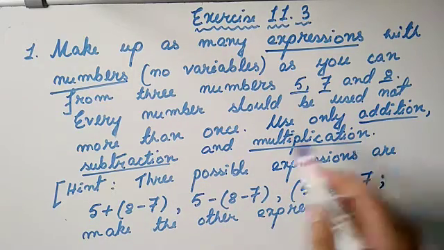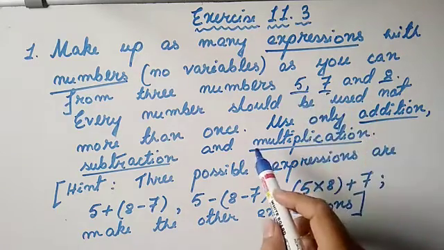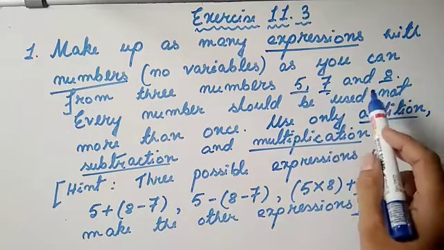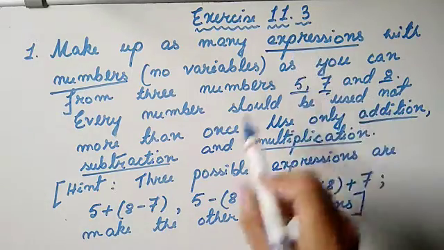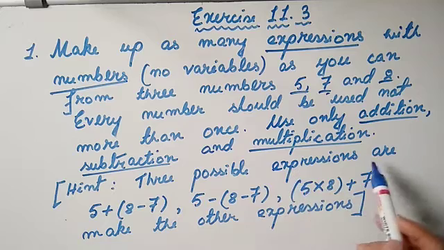So using these 3 mathematical operations, that is addition, subtraction and multiplication, and using these 3 numbers, and those 3 numbers are 5, 7 and 8, we are going to make expressions with these numbers, no variables. Understood? So in the question they have given us some hints, and those hints are 3 possible expressions are.